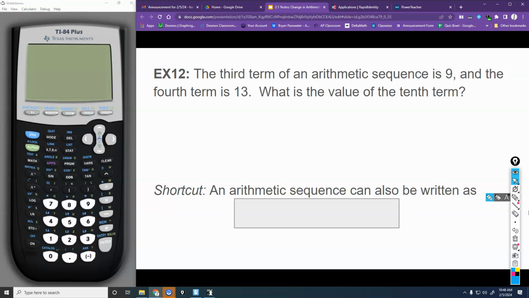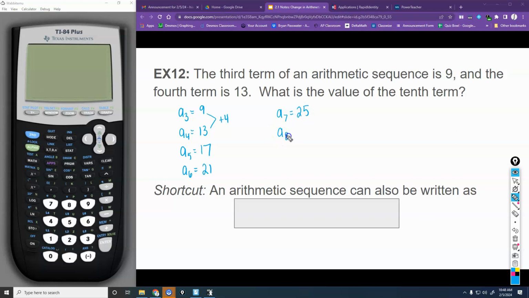Alright, so the brute force method to do this: they told you third term, that would be a sub 3. They told you it is 9. Right? And they told you the fourth term is 13. Alright, how much did that go up by? 4. Right? So just like brute force method, a sub 5 is going to be 17. A sub 6 would be 21. A sub 7 is going to be 25.